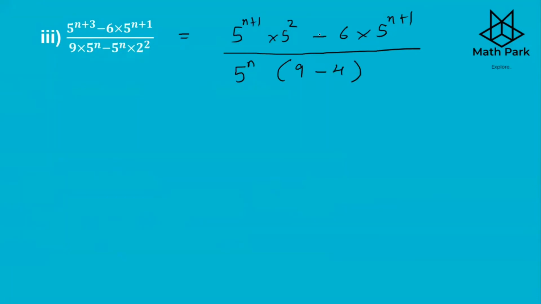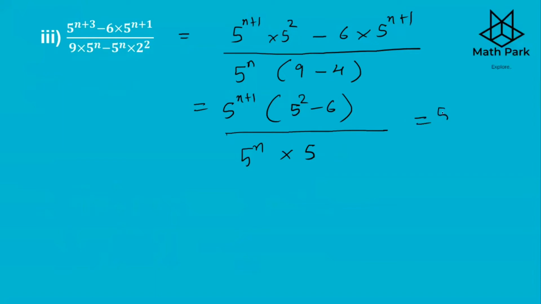Okay. So now from the numerator, we can take 5 raised to n plus 1 common. We are left with 5 square minus 6. Upon denominator, we have 5 raised to n into 5 raised to 9 minus 4, which is again 5. So the denominator becomes 5 raised to n plus 1, and 5 square is 25, and 25 minus 6, let it be as it is, upon a raised to m into a raised to n. 5 raised to 1, nothing is there means 1 is there. So it is 5 raised to n plus 1.